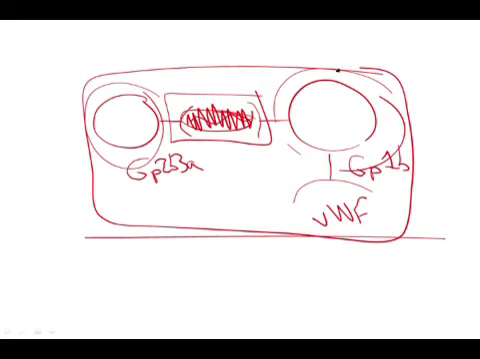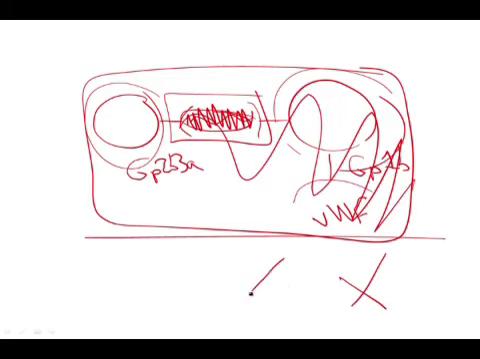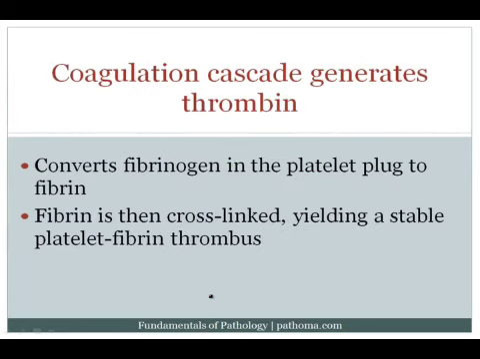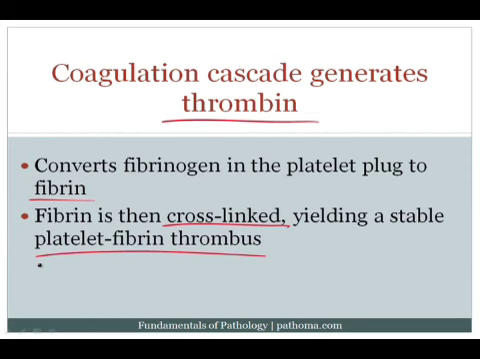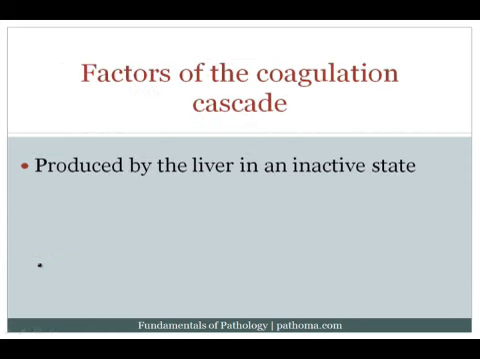And remember that thrombus is just the band-aid that is used to cover the area of disruption of the blood vessel. And so I say that here in your text by saying that the coagulation cascade generates thrombin. This converts fibrinogen in the platelet plug to fibrin, and then fibrin is cross-linked, yielding the final platelet fibrin thrombus. Now remember that the factors of the coagulation cascade are actually produced by the liver in an inactive state.